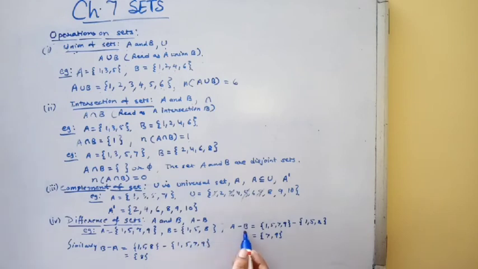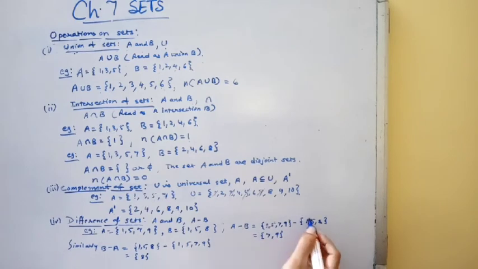Then A minus B is written as, here we write set A minus set B. Now we omit or cancel 1 and 5 from this set. So we get 7 and 9. So A minus B equals 7 and 9, because we take only the elements of A which are not in B. So 7 and 9 are the elements of A which are not in B.